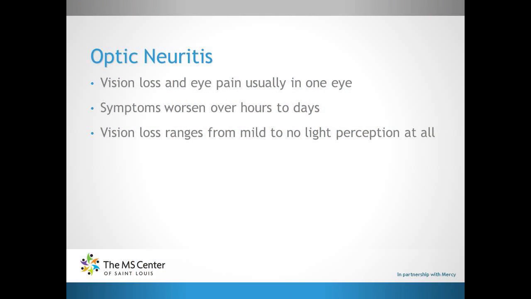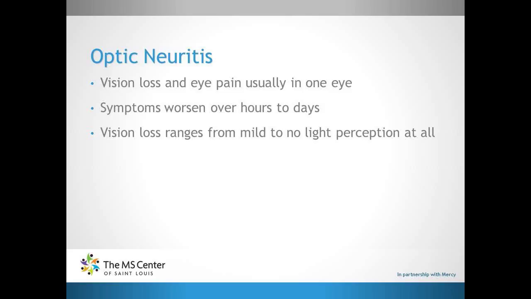And what are the signs and symptoms of optic neuritis? A symptom is something that you feel. It usually starts with eye pain. The definition of optic neuritis includes vision loss and eye pain. Thankfully, it's usually affecting one eye only.